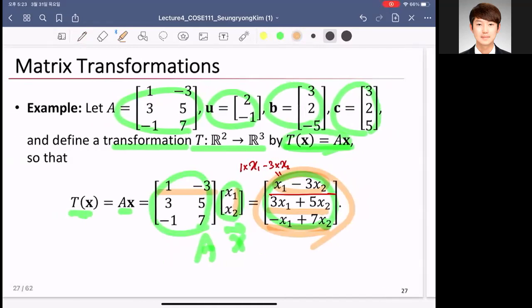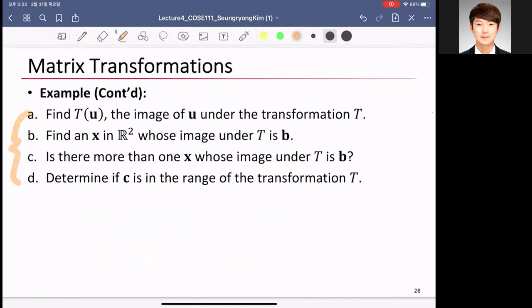Then we have 4 kinds of questions. First of all, find T of u, the image of u under the transformation T. Second, find an x in R2 space whose image under T is b. Third, is there more than one x whose image under T is b? Fourth, determine if c is in the range of transformation T. So let me solve each problem.